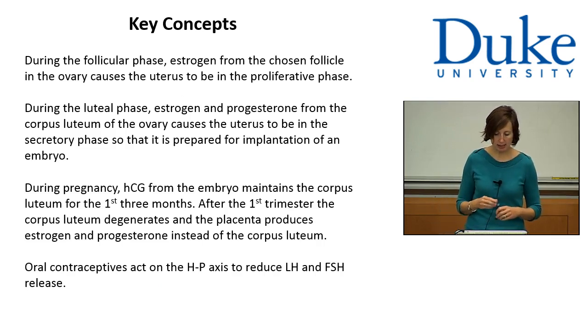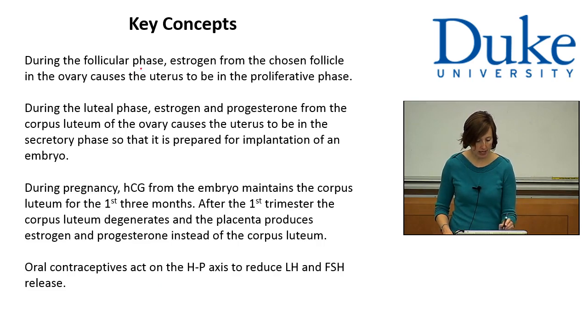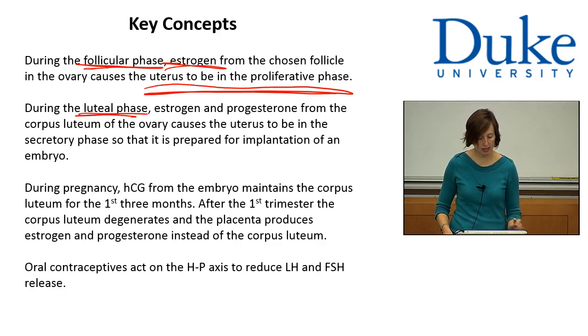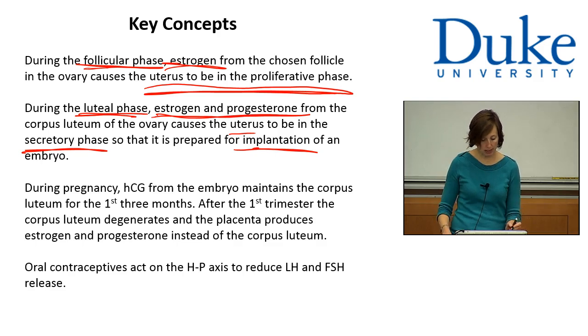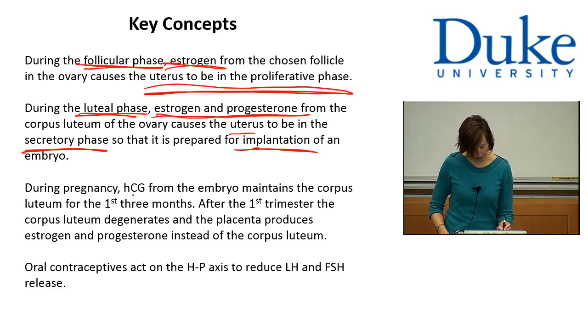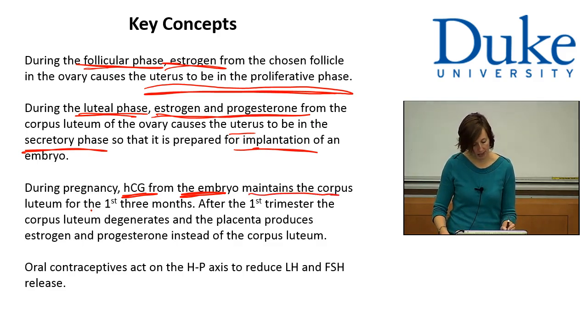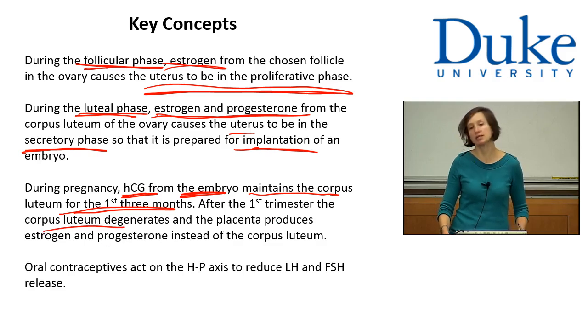So we've talked about the follicular phase, where we have the uterus in the proliferative phase because we're producing estrogen. And then in the luteal phase, when we've got the corpus luteum making estrogen and progesterone, the uterus is going to be in the secretory phase so that it's ready for implantation of an embryo. If we do have implantation, then we're going to have HCG from the embryo, which acts very similarly to LH to maintain the corpus luteum. That's going to last for the first 3 months. But then after the first trimester, the corpus luteum is going to degenerate.